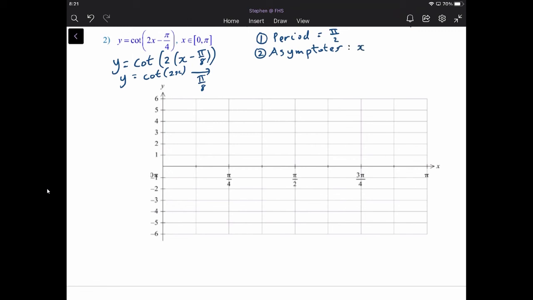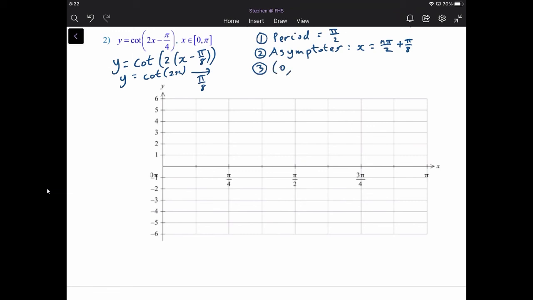So what that means is now they're going to be at all the integer values of pi divided by 2. But remember, we're moving right by pi on 8, so you simply need to add pi on 8 to it. So we have n pi on 2 plus pi on 8. That will tell us how to get the asymptotes. Finally, number 3, we have got the endpoints.